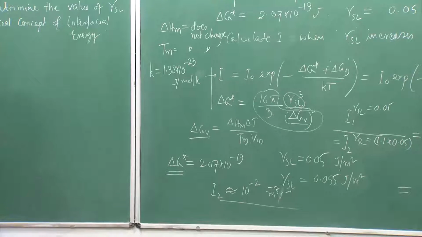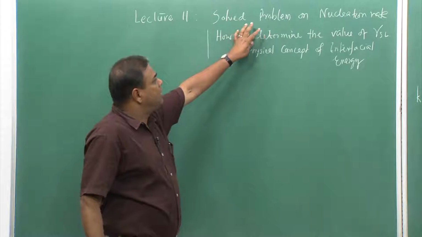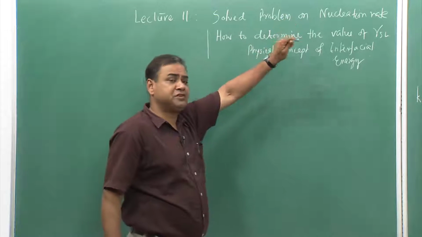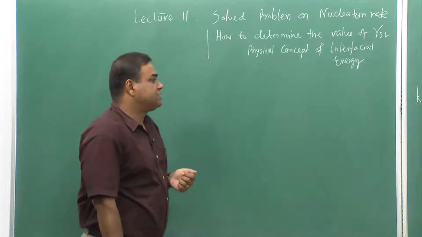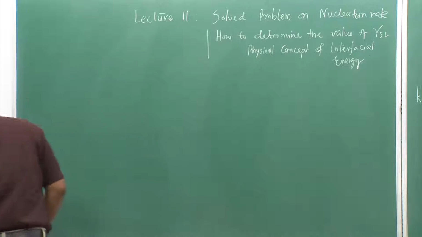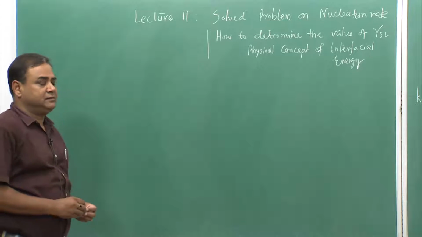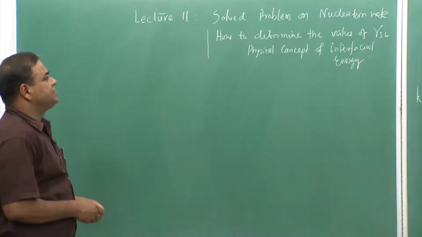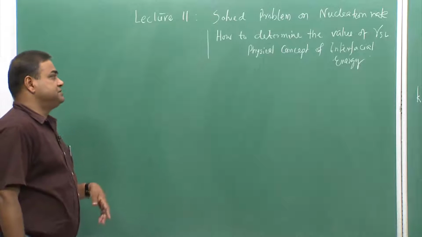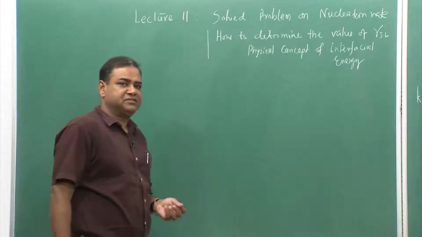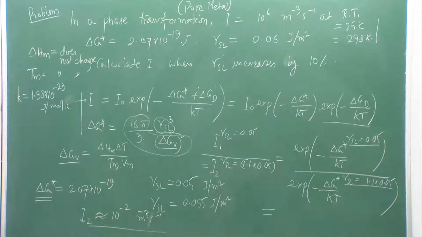Now, let us come back to this part. We will give you many other problems on this nucleation rate itself. You will solve them and then interact with the TAs. Now, coming to the next part, which is how to determine the value of gamma SL, or rather the physical concept of interfacial energy. From that problem, it is pretty clear that the interfacial energy is acting against the nucleation kinetics. Now, we have to see why it acts against that nucleation kinetics.